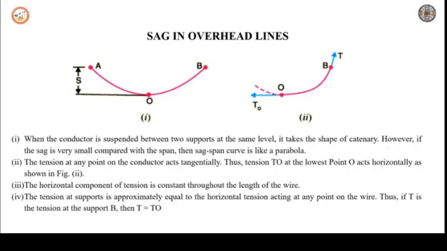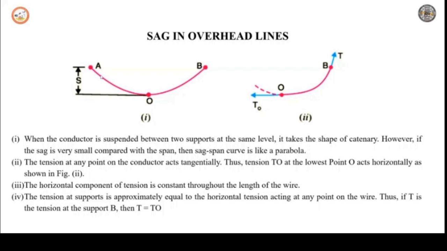You know that between two points A and B, a wire is suspended. You see the vertical distance S. I have shown in the diagram that S is nothing but the sag. How do you define a sag? The transmission line is not fully stretched, but it is allowed to sag down. You see the point O is the lowest point of the conductor. This is the vertical distance from the midpoint of the span length to the lowest point of the conductor.